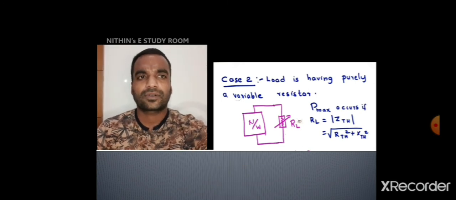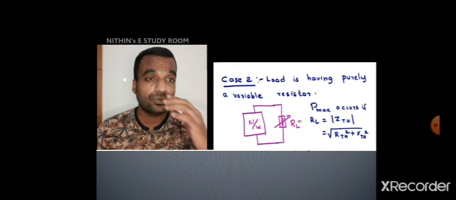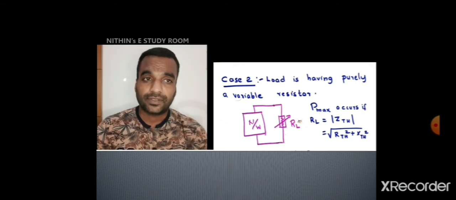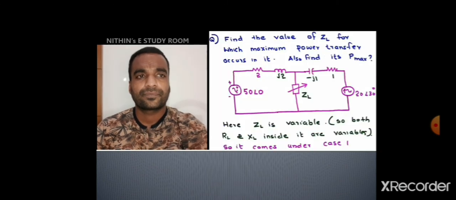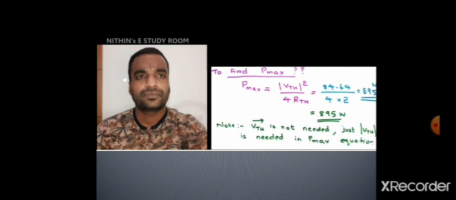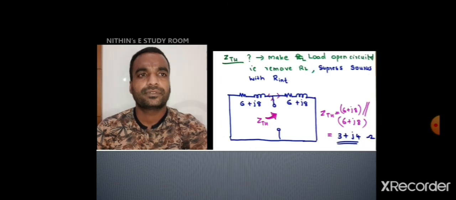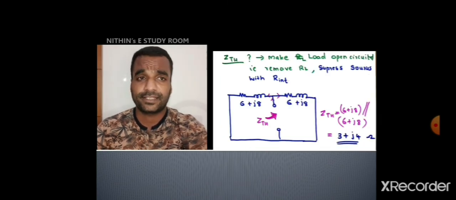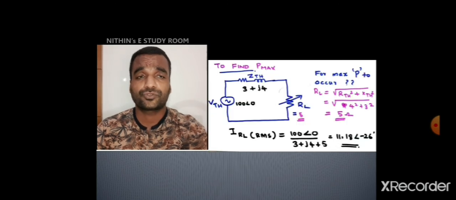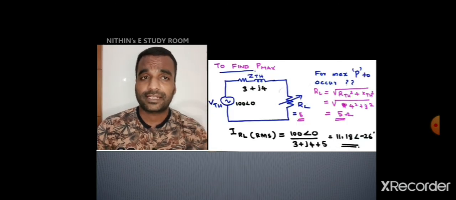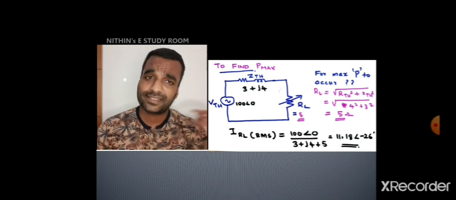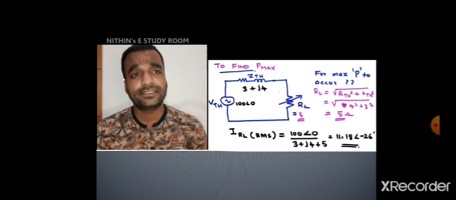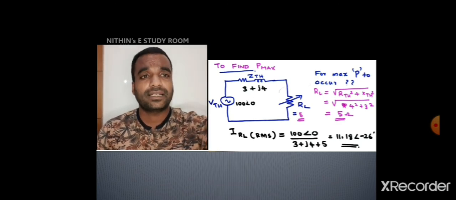For maximum power transfer, the value of RL should be equal to the magnitude of Z Thevenin, square root of R Thevenin square plus X Thevenin square. That we are doing here. So 3 plus J4 is Z Thevenin. Its magnitude is the square root of 4 square plus 3 square, square root of 25, that is equal to 5 ohm. So please replace the RL with a new value, that is 5 ohm.